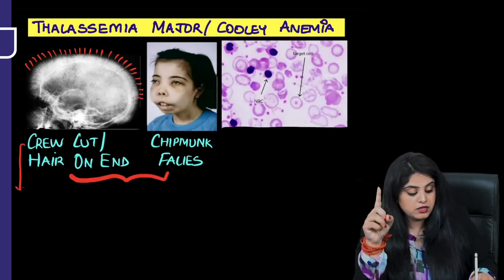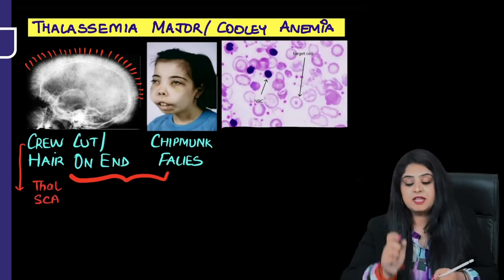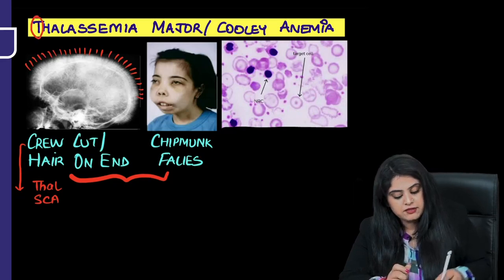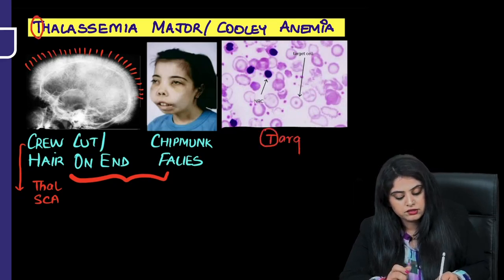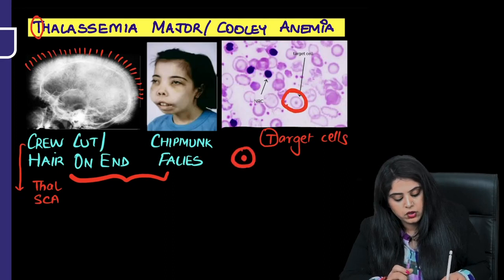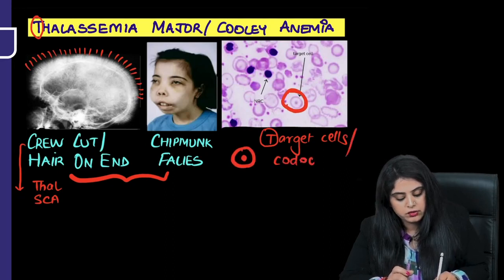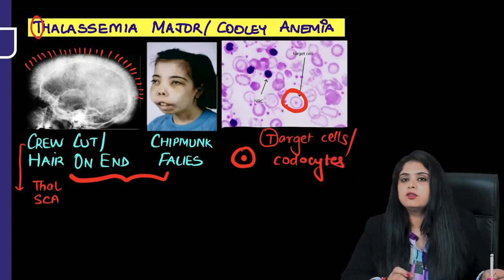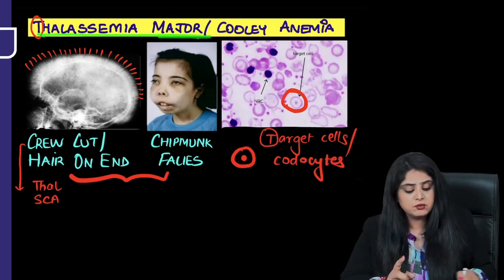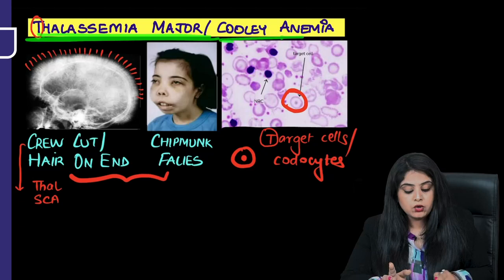Let me tell you, crew cut appearance is not just for thalassemia, it is also for sickle cell anemia. And what does thalassemia show you? T for T. Thalassemia is going to show you lots and lots of target cells. These are the target cells, the cells with a dot in the center. Target cells are also known as codocytes. Tell me one thing, these are features more of thalassemia major or Cooley's anemia.